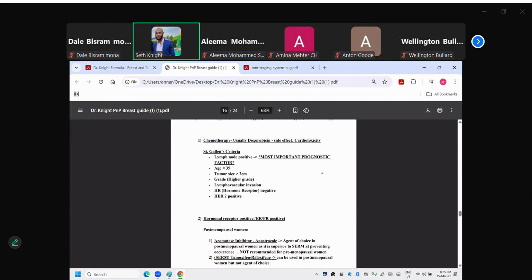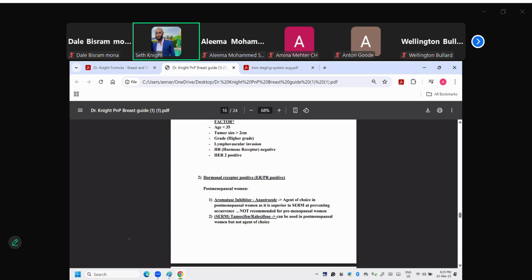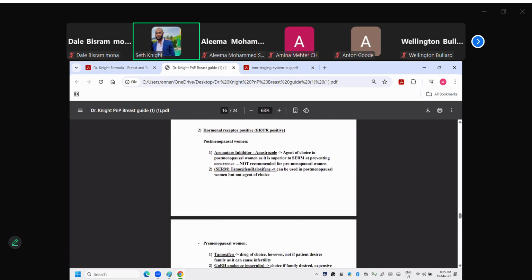The chemotherapy of choice is doxorubicin, and when we do a little bit about chemo in medicine, because I realize that sometimes they actually ask chemotherapy questions, we talk a little bit about the important chemos, right? So that is that. Next point about adjuvant therapy is that of hormonal therapy.